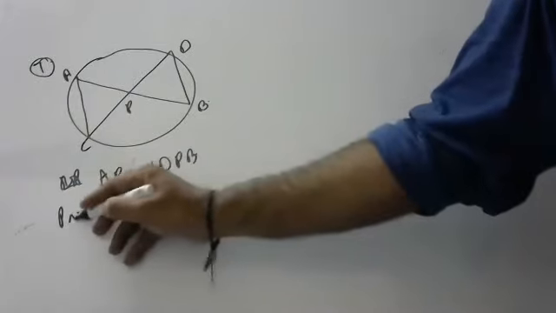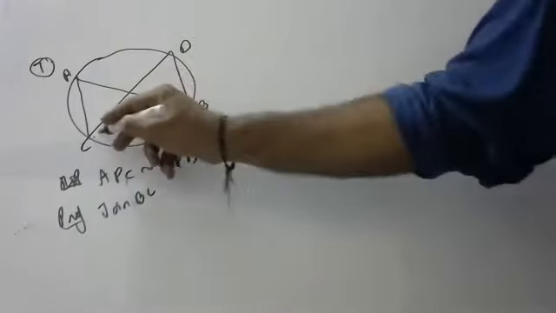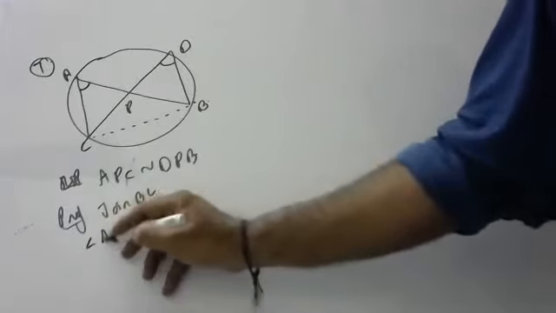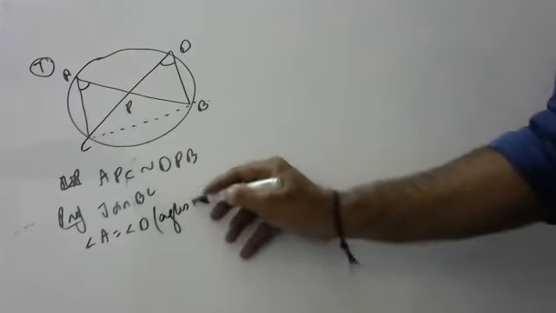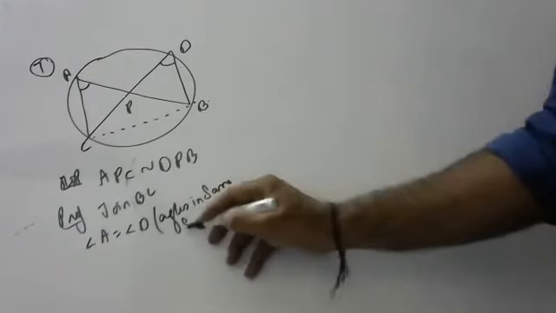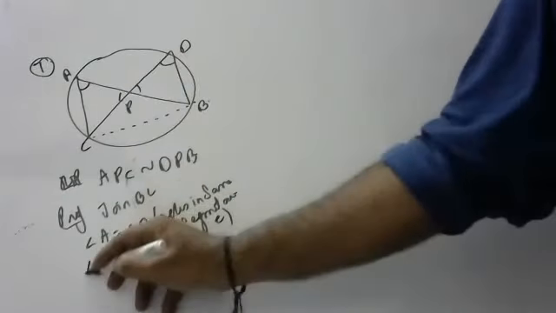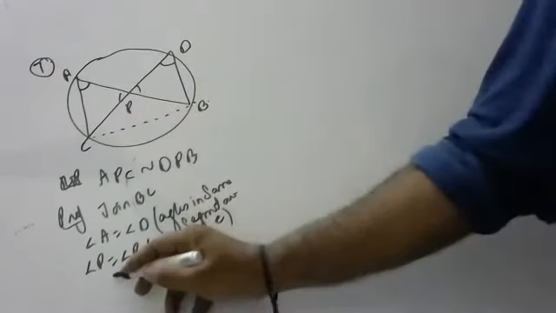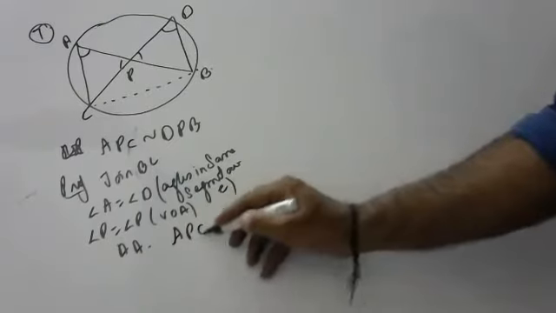Okay, I'm proving. Mute your audio. Proof: join either BC or AD, your wish. If you join, children, angle A equals angle D. Why? In 9th class you studied that angles in the same segment are equal. And angle P equals angle P, vertically opposite angles are equal. So by AA similarity, triangle APC is similar to triangle DPB.